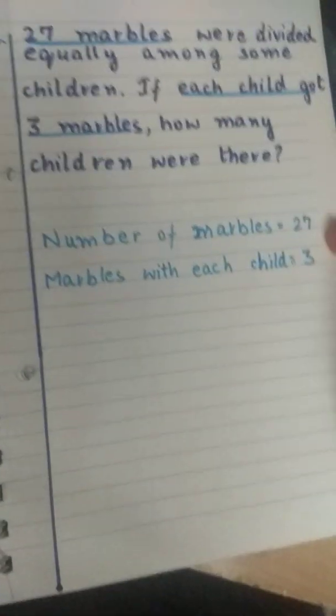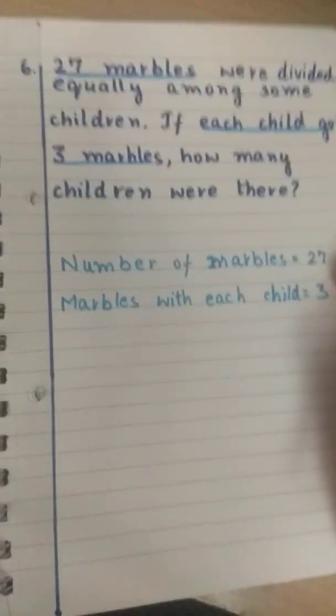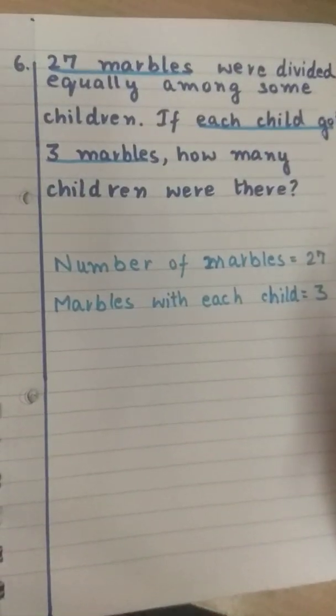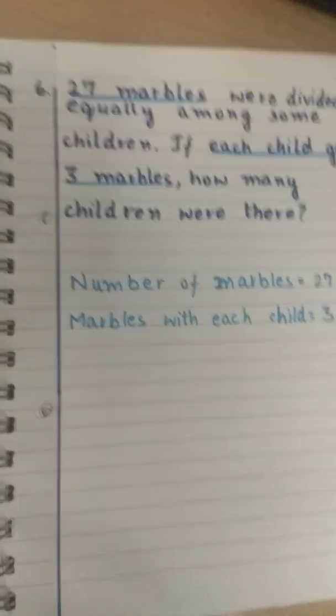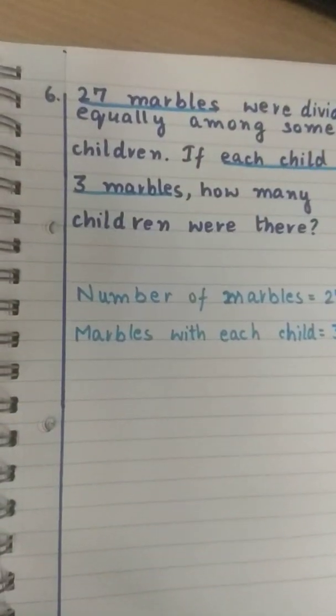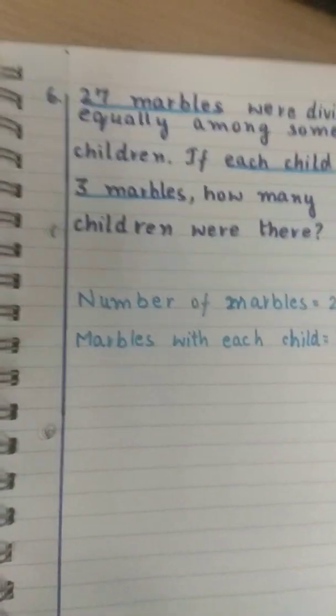So now again, 27 marbles have been divided into groups of 3. So how many groups are there, or how many children are there?